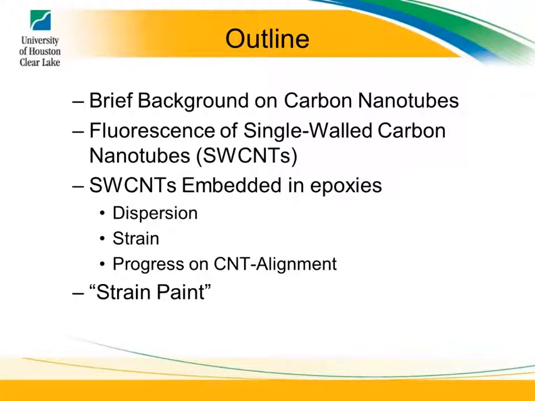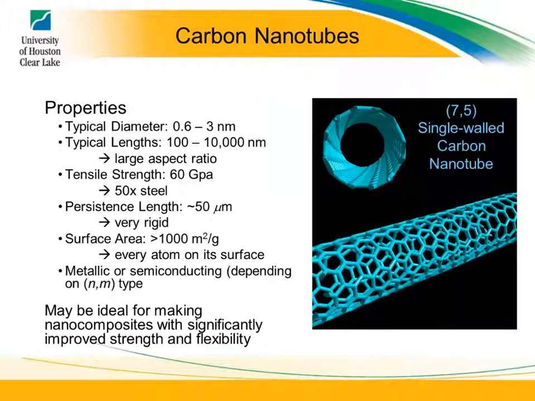It's interesting. And then I'll discuss some of the research that I've been doing, trying to embed these nanotubes into epoxies. We'll look at dispersion. We'll discuss a little bit about alignment and strain, the effects of strain on a material, and what the nanotube does with it. And then I'll talk a little bit about a new material that we have. We've dubbed it the strain paint, and it might be promising in an industrial sense.